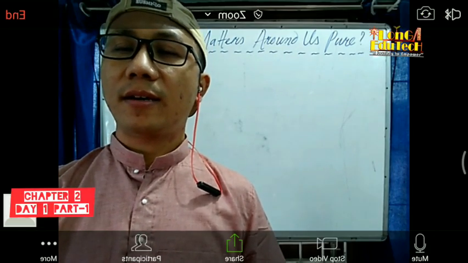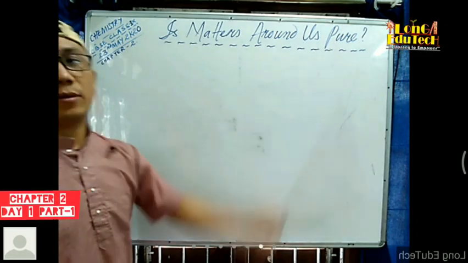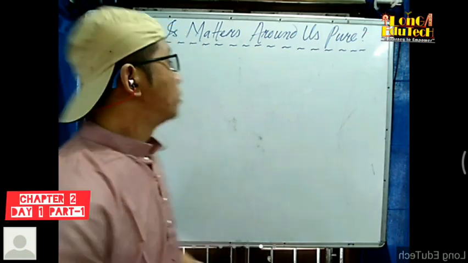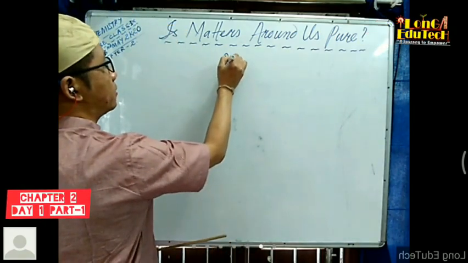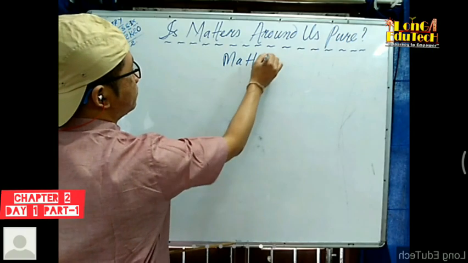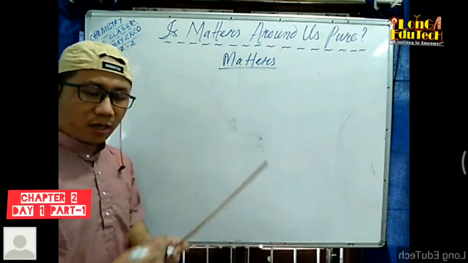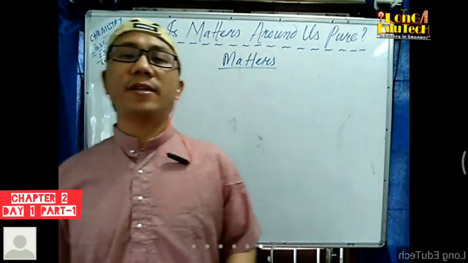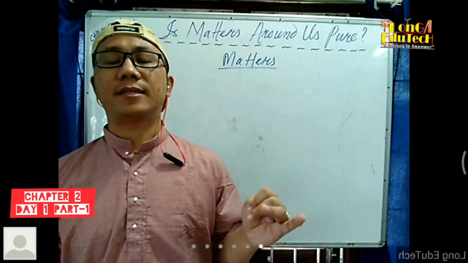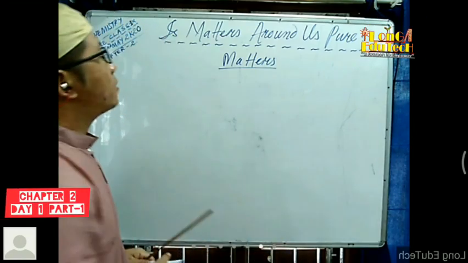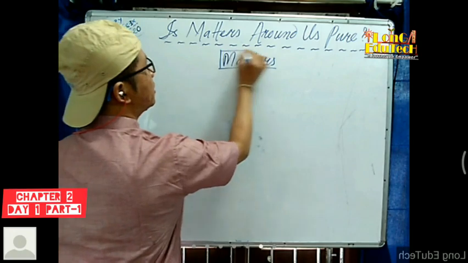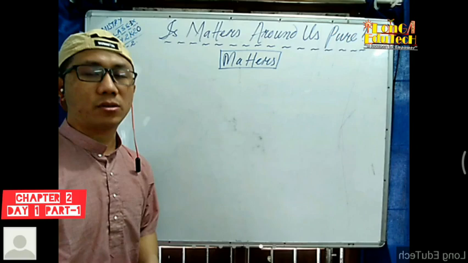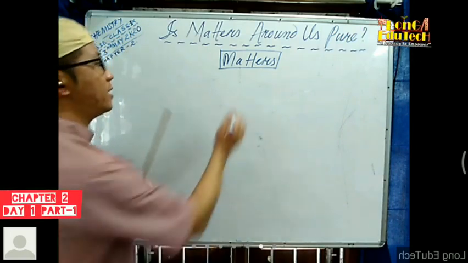Okay, is the matter around us pure? The matter around us is not pure at all. So we can divide these matters. We only learned in the first chapter that matter is generally divided into three: solid, liquid, and gases. Here again we are going to study these matters. Are they pure? That is the question.